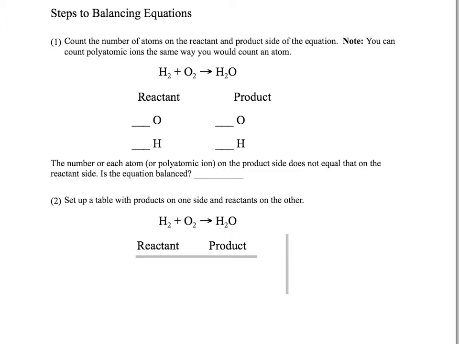In this video we're going to talk about balancing equations, and I'm going to break this down into three simple steps that I'd like you to follow. Now the first step is going to be to count the number of atoms on the reactant side and on the product side of the equation.